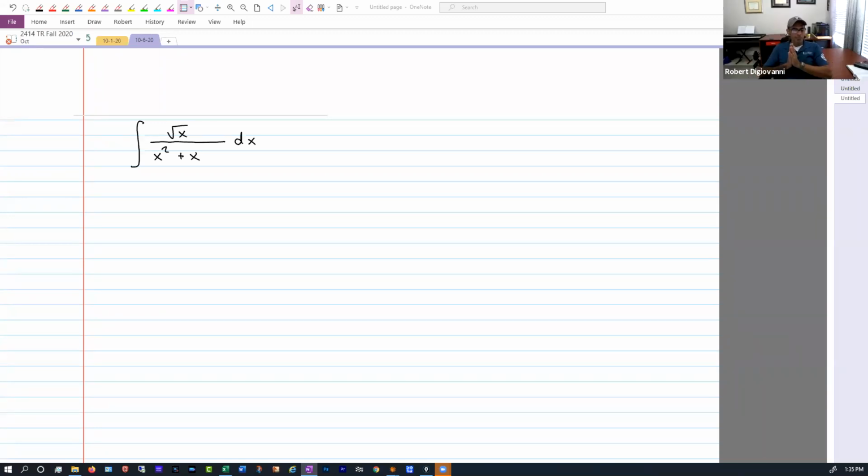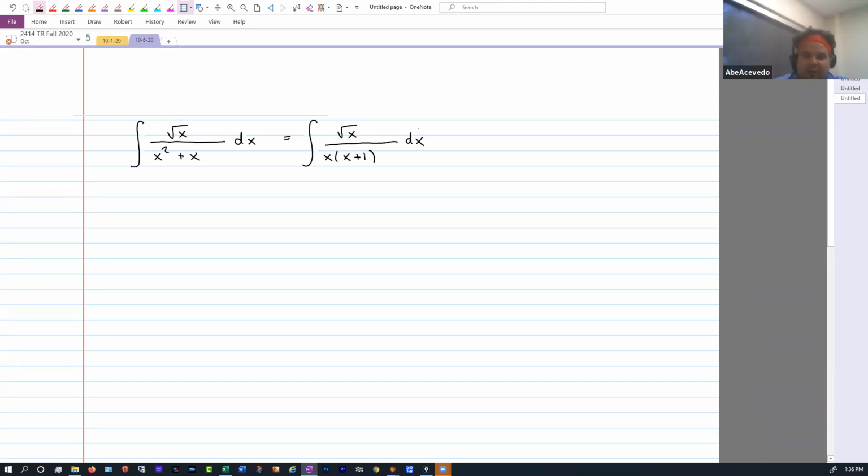Okay. Any ideas? Well, we can break the bottom piece to x times x plus 1. Sure, you could factor the bottom. I agree. I'll do that. I mean, that is algebraically correct. You can do that. Now, could we square top and bottom to get rid of the square root?